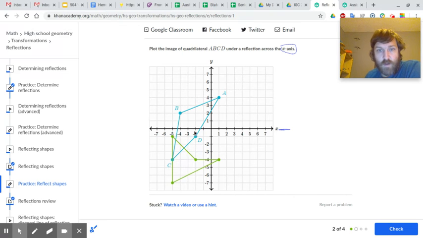D is 1 below the line, so the new point is going to be 1 above the line. B is 2 above the line, so the new point is going to be 2 below the line. And then C is 4 below, so it should be 4 above. Notice that every point is exactly lined up with the other point that it went with, but on the opposite side of this line, the x-axis.